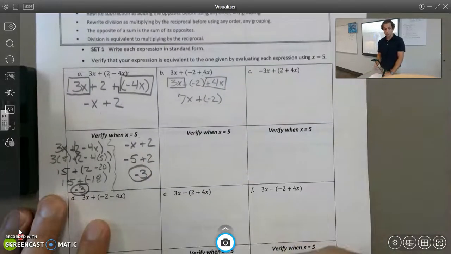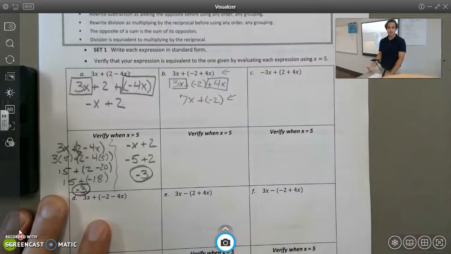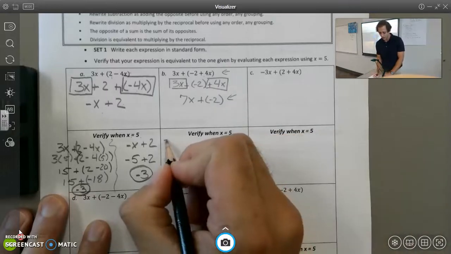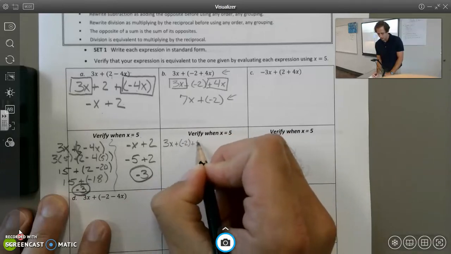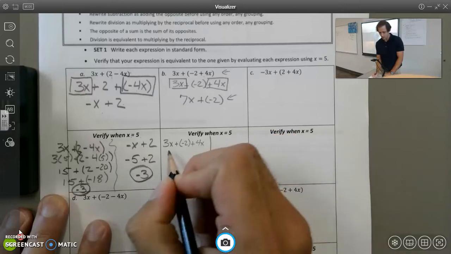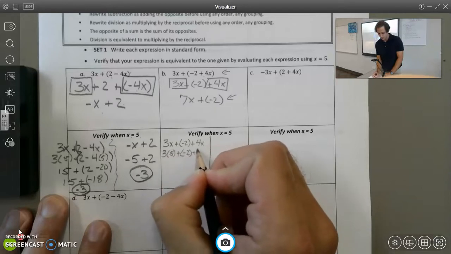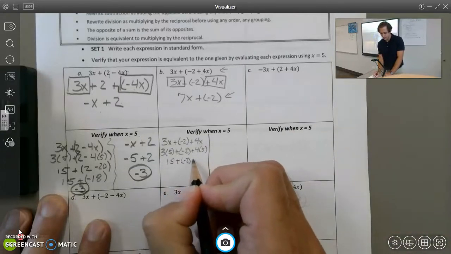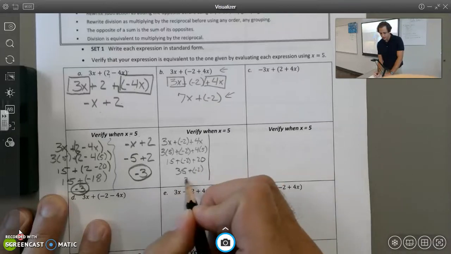I can confirm that these are equivalent, because that's our goal. We're showing that this expression and this expression have the exact same value. The way we show that is by substituting in a value for x. 3x plus negative 2 plus 4x, and I'm going to substitute 5 in. 3 times 5 plus negative 2 plus 4 times 5. 15 plus negative 2 plus 20, that's 35 plus negative 2, and that is 33.